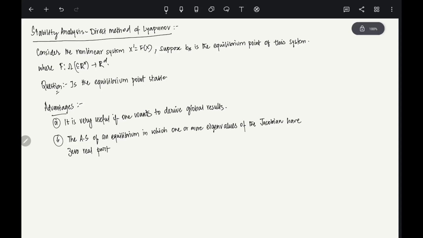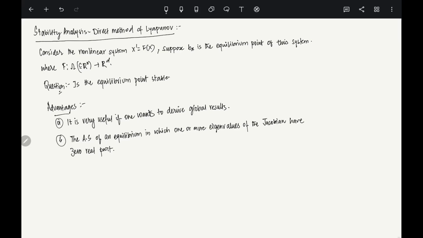In the earlier video we have seen that if you look at the Jacobian matrix and one or more eigenvalues has a zero real part, then we really can't say anything about the stability of the system. The stable manifold theorem also does not hold. What we can do here is define something called a Lyapunov function. If you can find a Lyapunov function, life is very easy. You can actually show the asymptotic stability. Now I'm going to define a Lyapunov function. First of all, the definition.